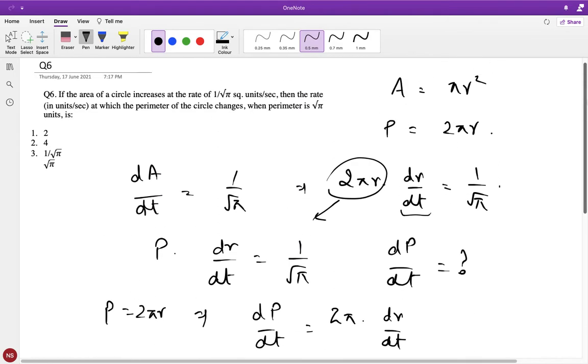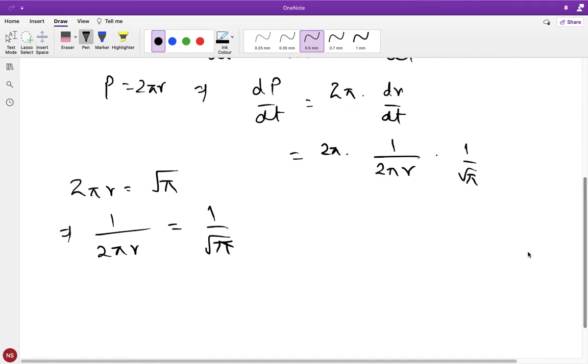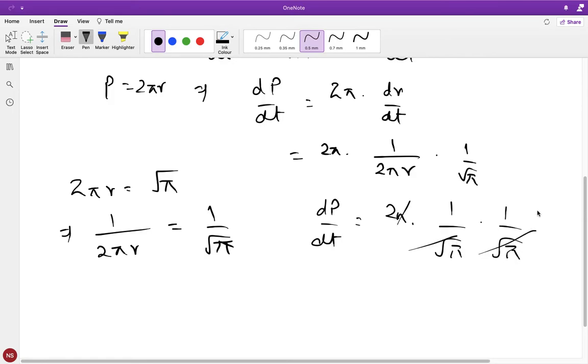We have been given that dA by dt is 1 by root pi. Find out dp by dt when p is equal to root pi. So I have done it. 1 by 2 pi r is 1 by root pi. So dp by dt is 2 pi. What is 1 by 2 pi r? 1 by root pi into 1 by root pi. Root pi times root pi is pi. So pi cancels, which gives 2.